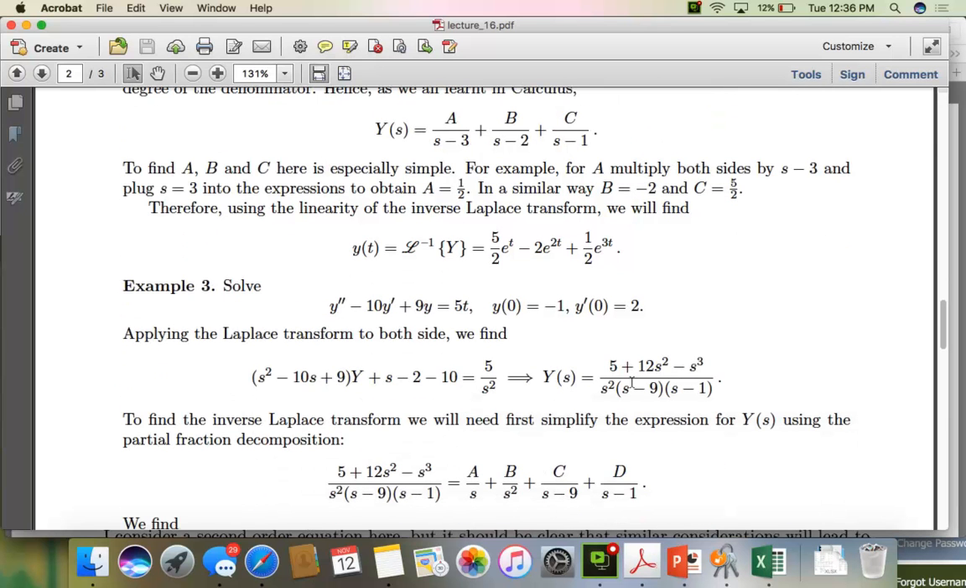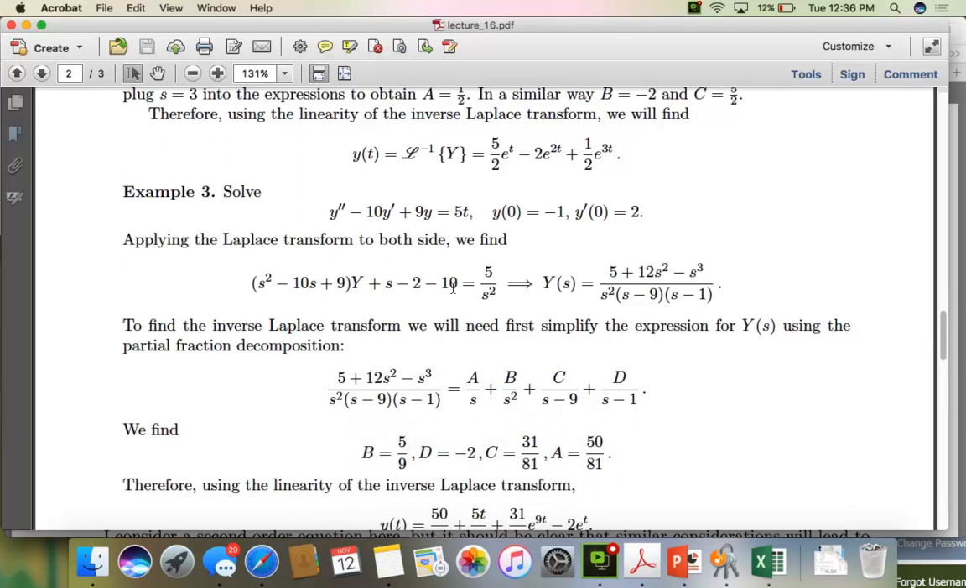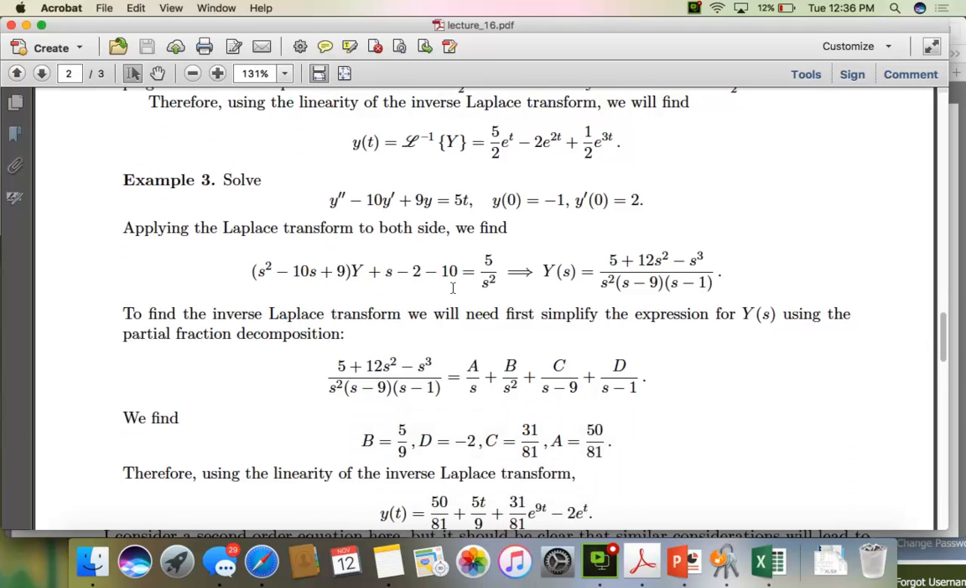So that's that. That's pretty straightforward. Here's another example. I'll leave this for you to read through. It's quite similar, just a different expression, a different inhomogeneous part, following exactly the same track where we substitute in for the second derivative and first derivative as we take the transform.